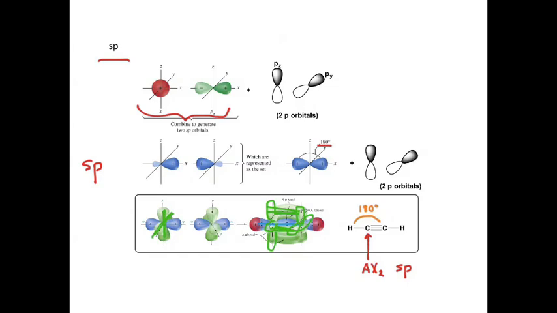So when we have a triple bond, you have one sigma bond from the two sp hybridized orbitals, and now we have two pi bonds that come from the two p orbitals that are left over. So we always look at the central atom to figure out the hybridization, and that will tell us our bond angles.